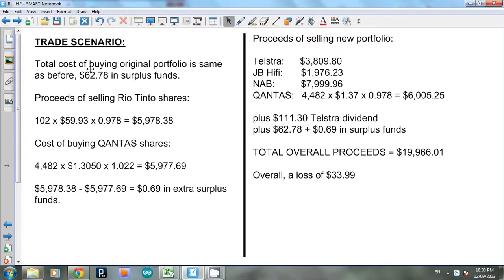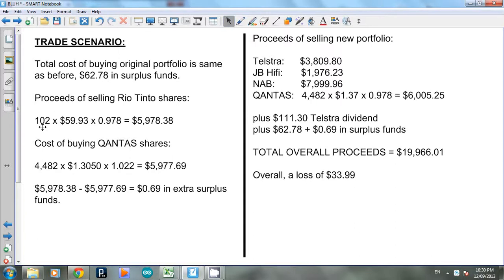Okay, so to start off with, the total cost of buying the original portfolio shares, that's NAB, Rio Tinto, JB Hi-Fi and Telstra, that'll be the same, so I'm not going to repeat that calculation. I'll still have $62.78 in surplus funds. The first new thing I have to work out is the proceeds of selling my Rio Tinto shares on the 23rd of August.